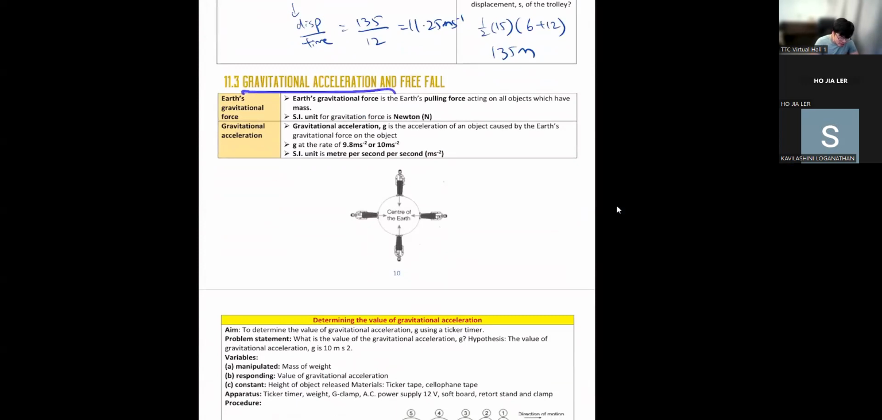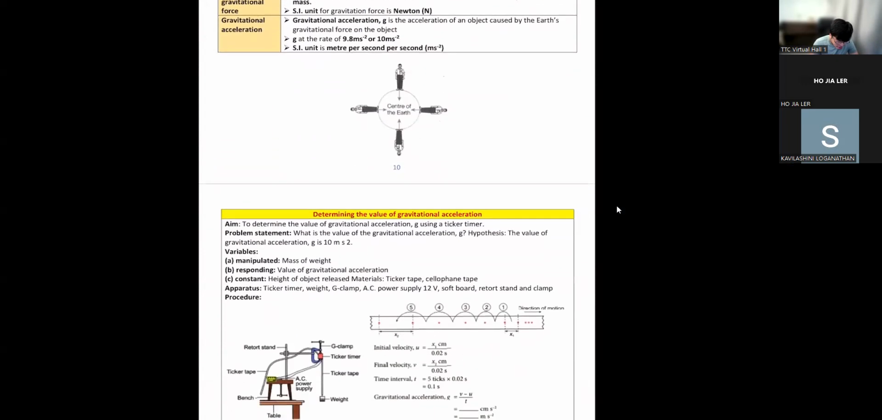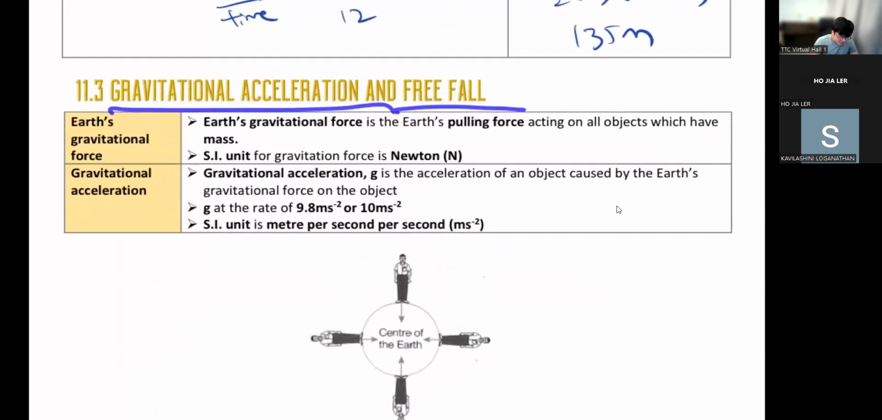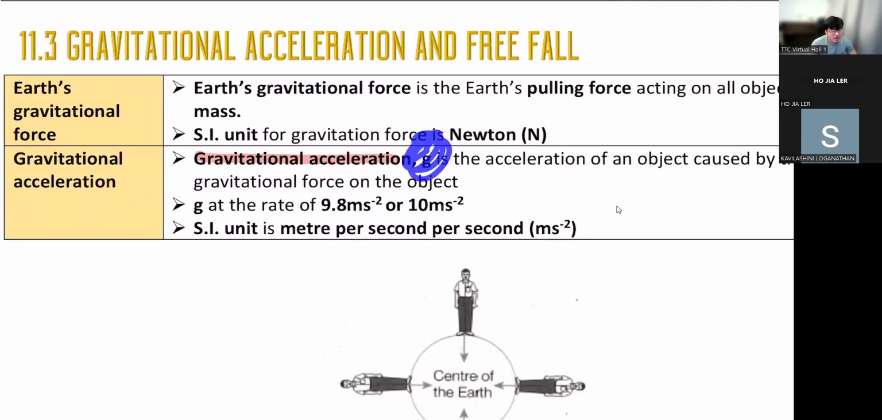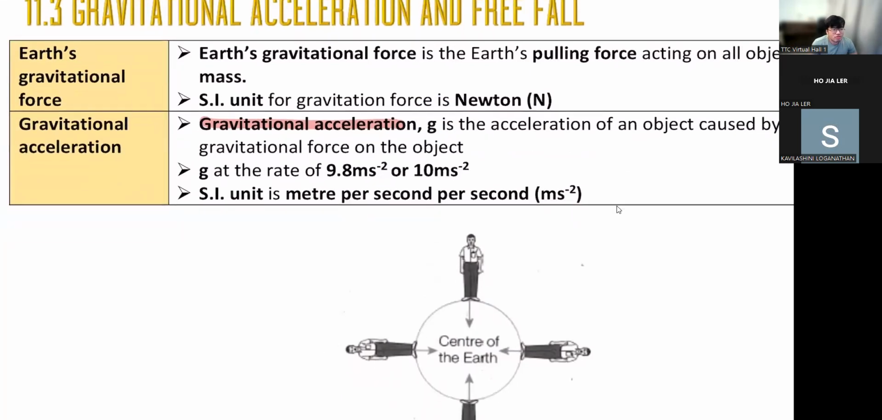Anyway, let's look at 11.3. What is gravitational acceleration and free fall? Before I move on, let's talk about what is gravitational acceleration, or what we know as G. You kind of learned this in Form 2. What does it mean by gravitational acceleration? That means if you were to drop an apple from your hand right now, the apple will go through what we call gravitational acceleration.